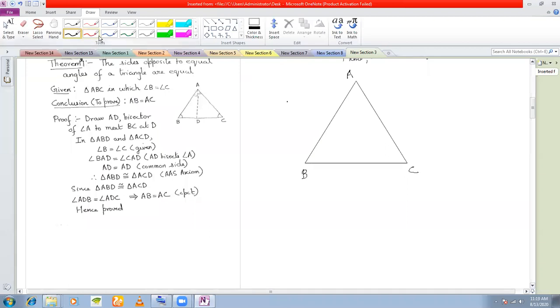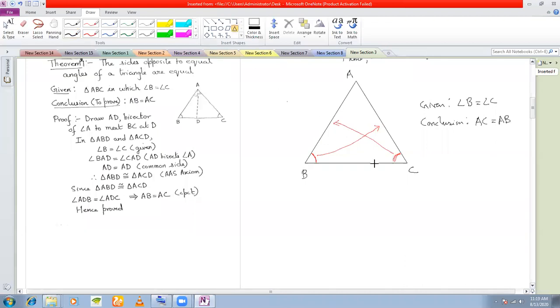Suppose in this triangle, it is given to you that this angle is equal to this angle. Then what can I say about the sides? That is the question. Then I can say, according to this theorem, that whenever two angles of a triangle are equal, then the sides opposite to the equal angles are equal. That means, given was angle B is equal to angle C, and my conclusion is AC is equal to AB.